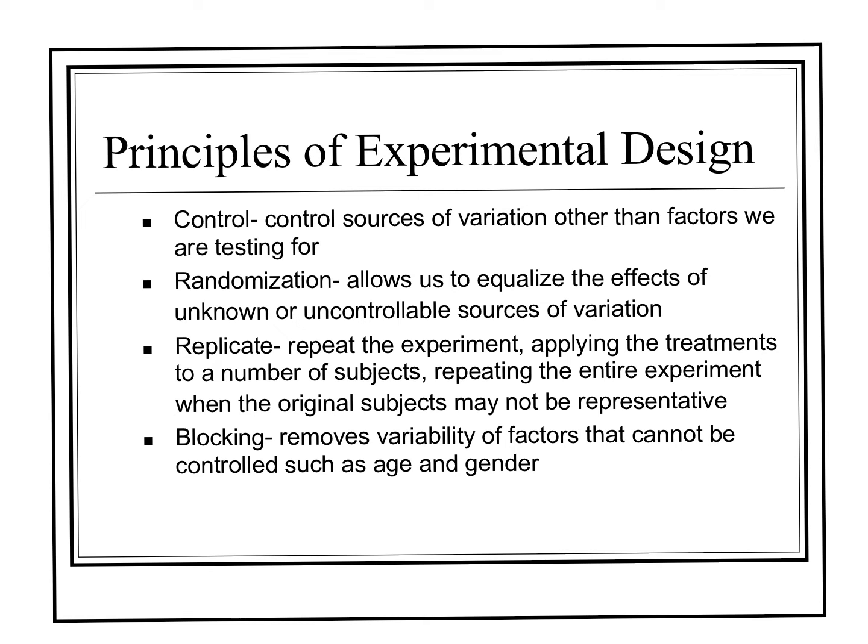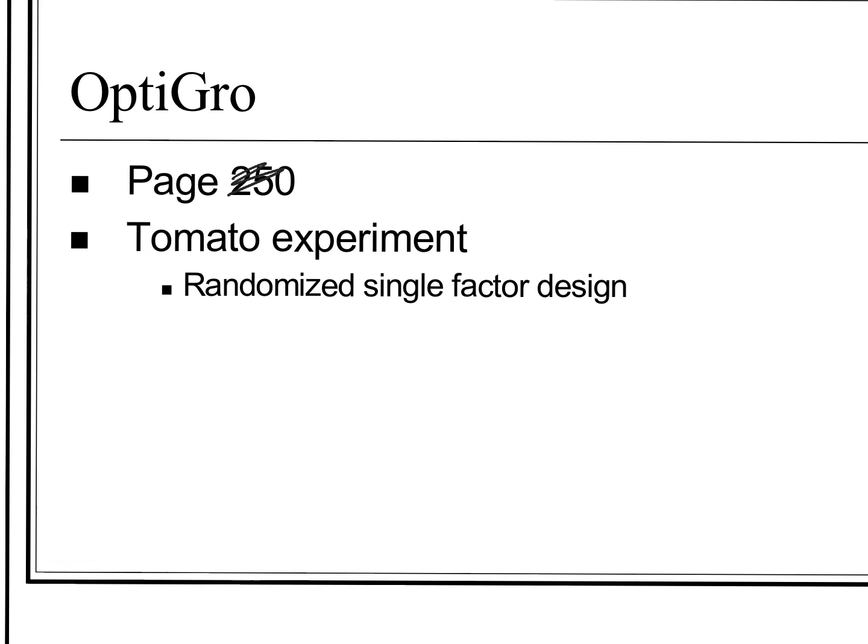If it is necessary, we want to block for factors that we cannot control. We block for age, we can block for gender, we can block for initial heart rate. We maybe could have blocked for people that regularly drink caffeine as opposed to people that do not regularly drink caffeine, but it didn't seem like most of you raised your hand and said you don't have a regular caffeine regimen, which is good, which is surprising. Okay, our OptiGrow experiment is actually on page 321.